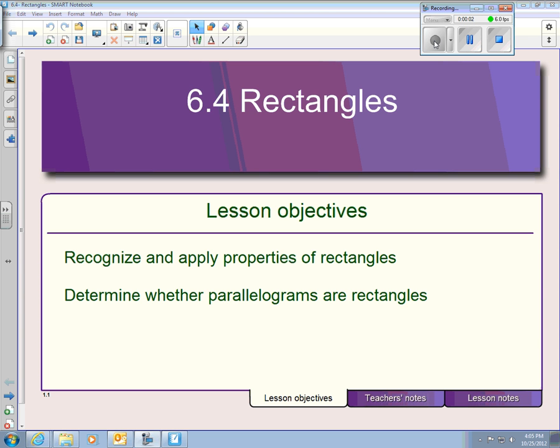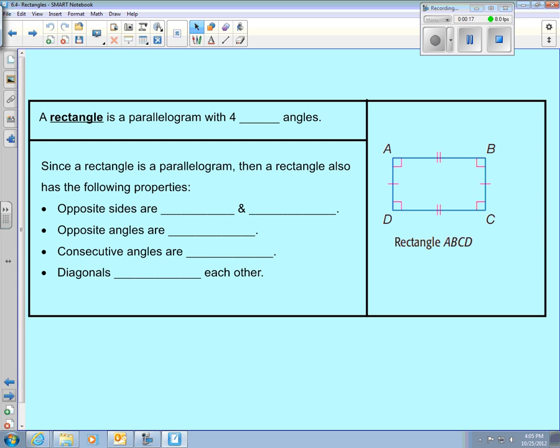Hi class, today we're going to talk about section 6.4 rectangles, and our objectives today are to recognize and apply properties of rectangles and to determine whether parallelograms are rectangles. So let's go ahead and get in some information about rectangles, and once we know all of this, then we're going to be able to put it into use.